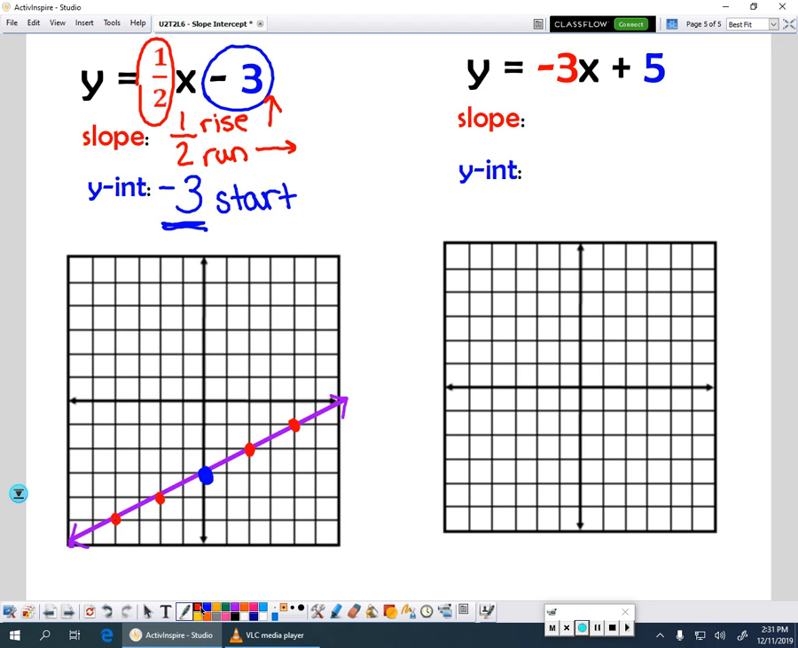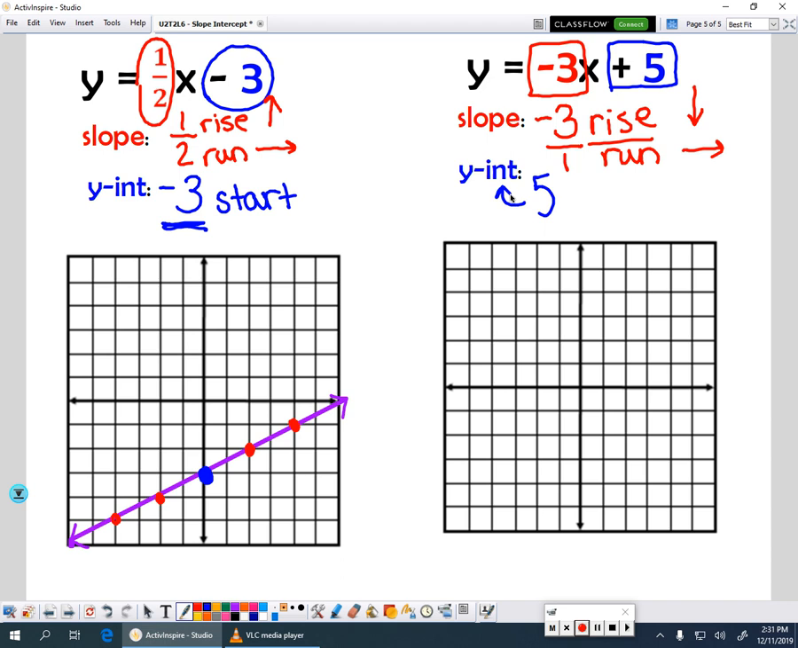So in this next problem here, we're going to find our slope, which is -3. Now remember, slope talks about rise and run. And when you have a whole number like this, that means our run is going to be 1. So a rise of -3 means we're going to go down 3, but I'm still always going to go to the right 1 spot. My y-intercept is +5.